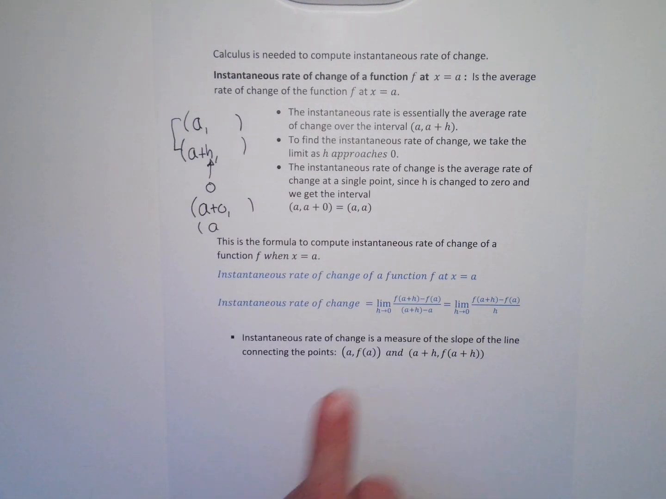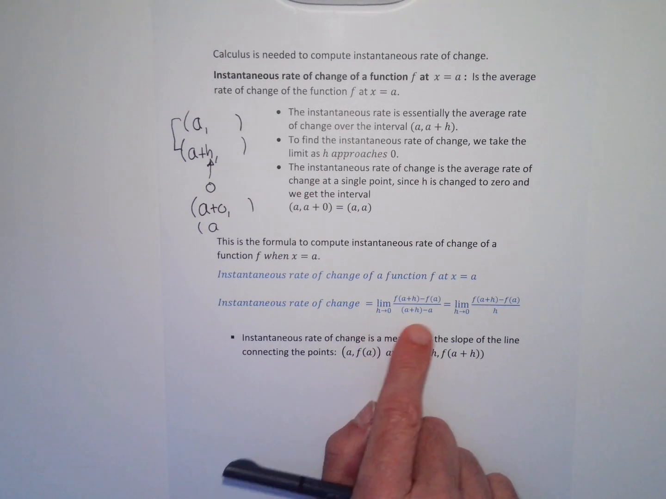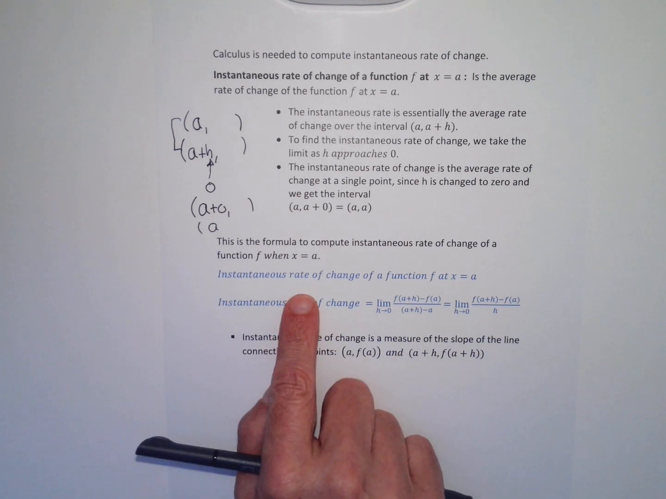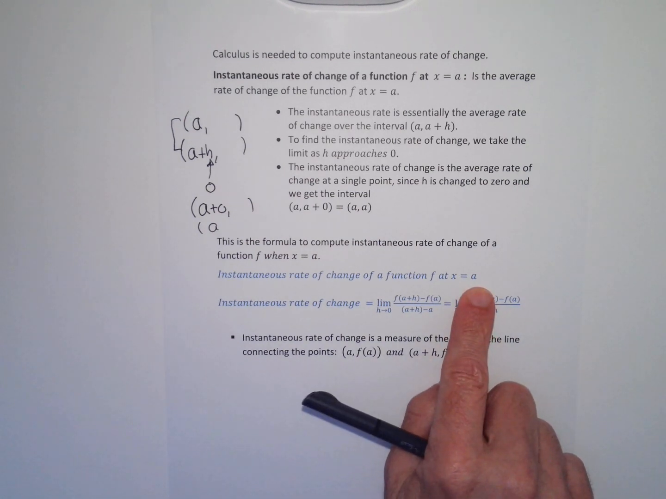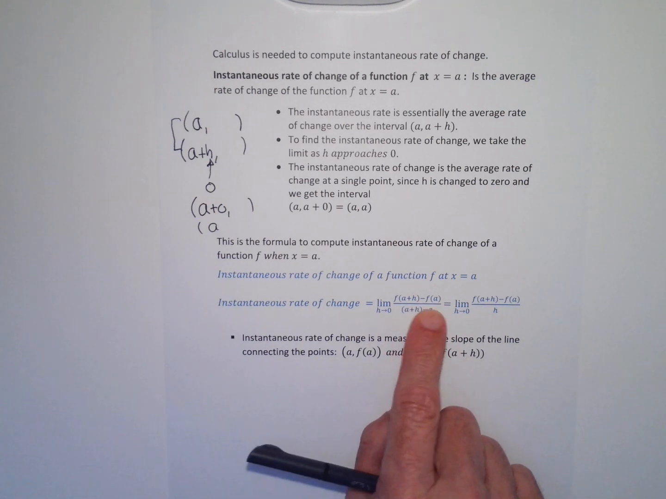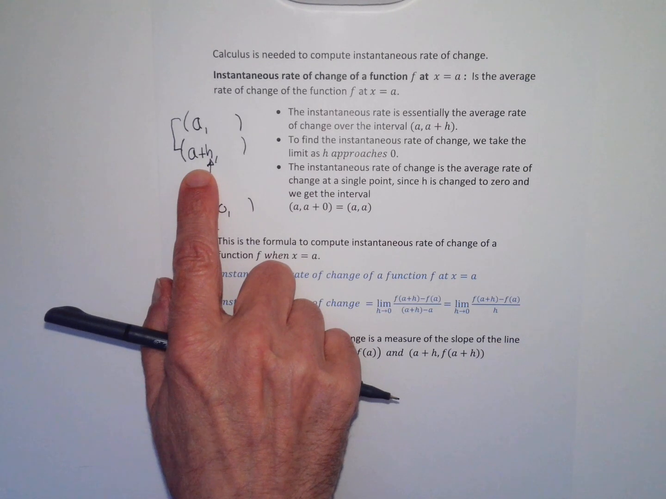So let me put this ugly notation. This is on steroids, the notation that we did before. The instantaneous rate of change, that's the average rate of change not between 2 points, but the average rate of change at a single point, which is called the instantaneous rate of change. It's the slope of the line that connects the 2 points. One point has an x coordinate of a. The second point has an x coordinate of a plus h.